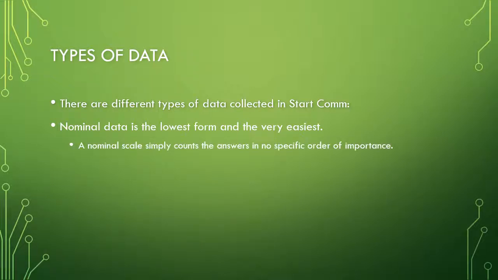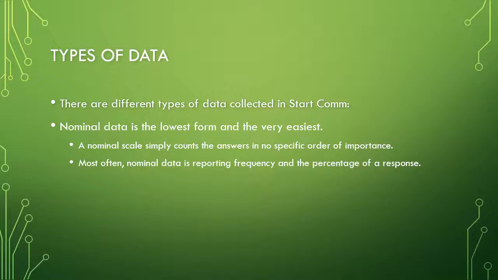See? Really easy. It simply counts the answers in no specific order of importance, or it simply counts the number of people at an event. Most often, it's used in reporting frequency and the percentage of a response, or how many people attended. So nominal is your friend. We use it a lot, and it's very, very easy because it's just counting how many responses, how many people.